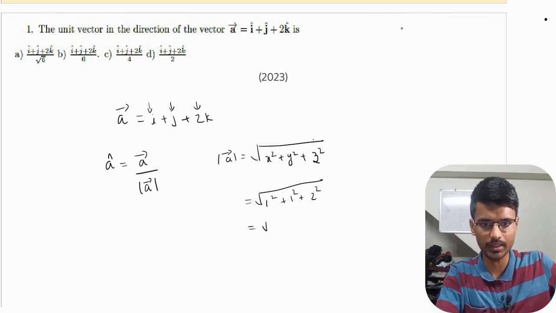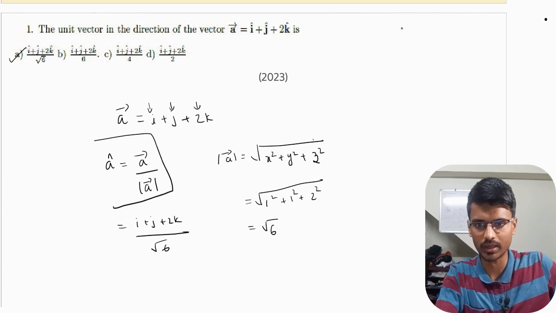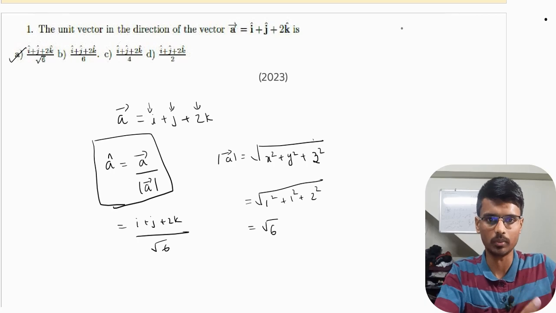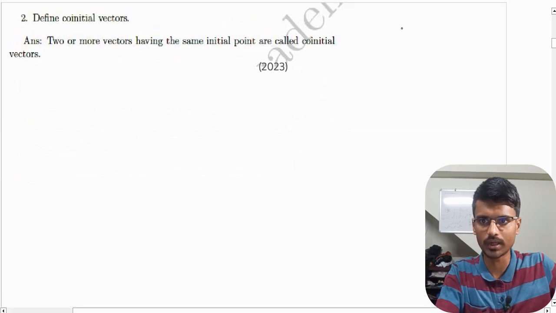So I'll put it here, 1 square plus 1 square plus 2 square. What do I get? I get 6. So the unit vector is vector a, that is i plus j plus 2k divided by root 6. So the correct answer is option A. It was a very simple question. The formula that we have used is vector divided by modulus of that vector. That will give us the unit vector. This was asked in 2023. Let's move on.